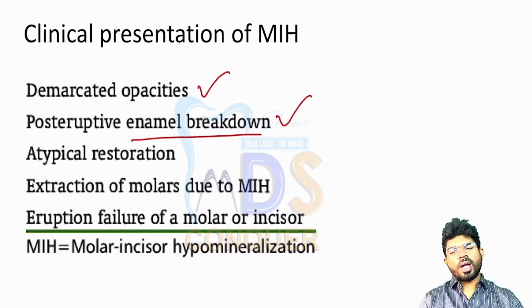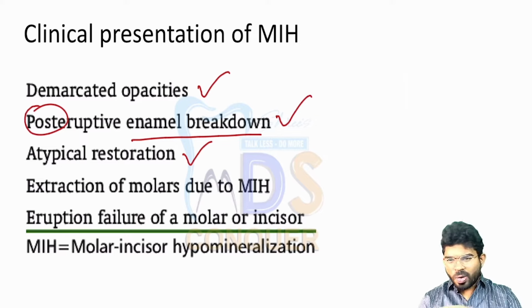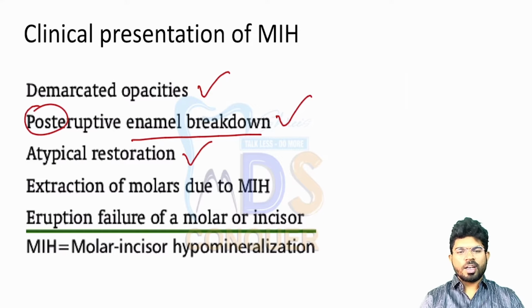So in most of your hypomineralizations, whatever is discussed in your oral path and oral medicine, the enamel breakdown occurs before the eruption or during the process of eruption. But here, the enamel breakdown will occur post-eruptive, means after the eruption, the enamel breakdown is going to occur. And you will have atypical restorations. You will have restorations which are not normal, which are quite abnormal. You see the abnormal restorations, the margins are being extended. You will have patches of restorations here and there. So that is very specifically called atypical restorations.